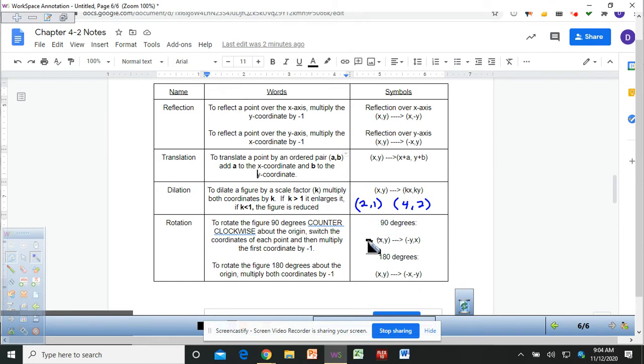And if we're going to rotate 90 degrees, we're going to flip our coordinates around, meaning if they give us 2, 1, we're going to flip them around so that it becomes 1, 2, and then you add a negative to the first one. And if it was already negative, then you make it positive. For 180 degrees, if they give us a point like 2, 1, we're just going to put negatives in front of them. So it becomes -2, -1. And if it already has a negative, you're going to make it a positive.